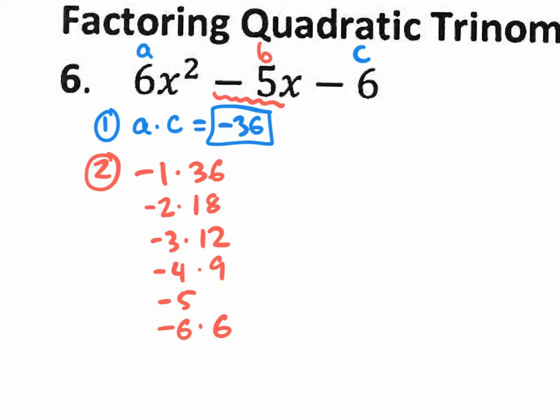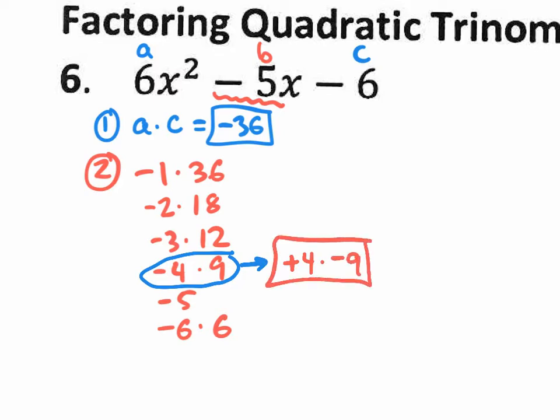And if I combine the negative 4 and the 9, that'll give me a positive 5. So I have the right numbers, I just have the wrong signs. So I'm going to switch them. I want to make this a positive 4 and a negative 9. So this is the correct pair of numbers that I want.